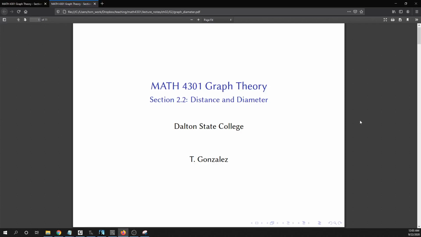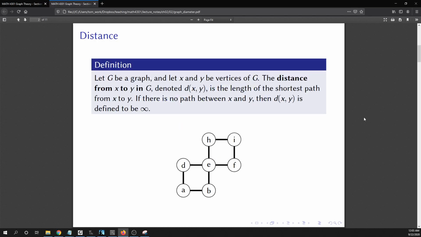All right, in this video, we are going to talk about distance and diameter in a graph. So let G be a graph and let x, y be vertices of G. Then the distance from x to y in G, denoted by d of x, y, is the length of the shortest path from x to y. If there is no path from x to y, then the distance between x and y is just defined to be infinity.